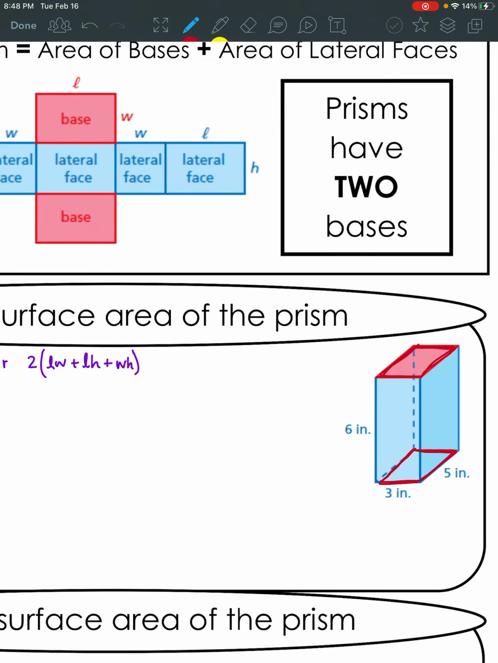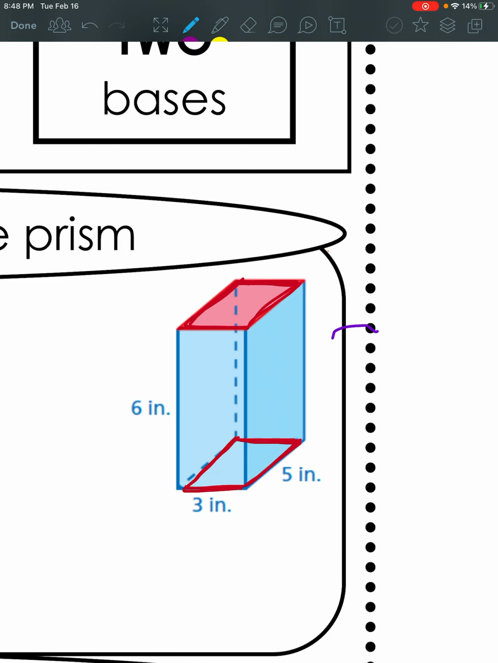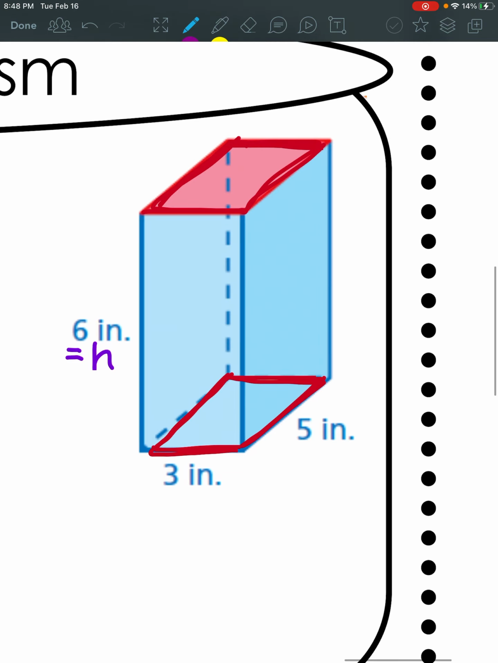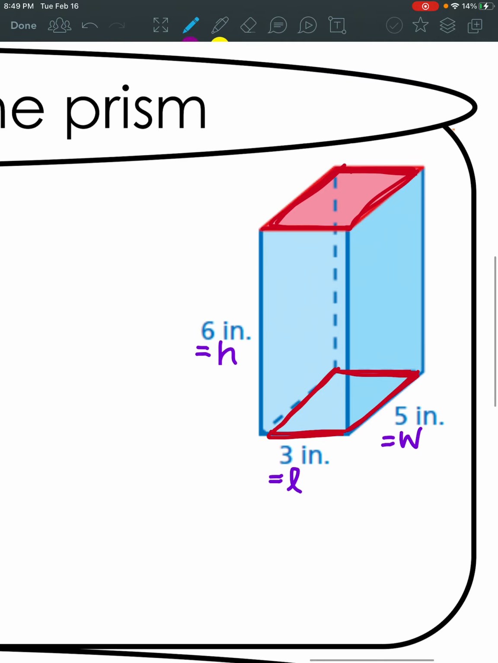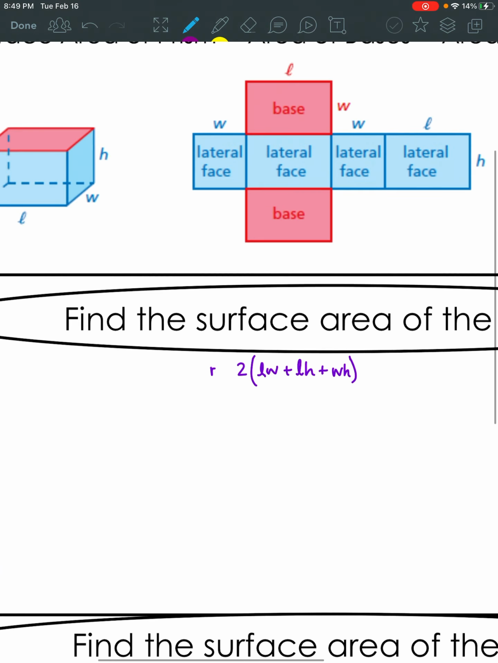So let's start with naming the length, the width, and the height. Depending on how you're looking at it, the way it is sitting right now, this would be the height, the 6 inches. It looks like the 3 would maybe be the length and the 5 inches would be the width. It really doesn't matter which one you name which, as long as you give one of them the height, one of them the length, and one of them the width. Technically, this prism we could turn different ways and look at it a little differently.